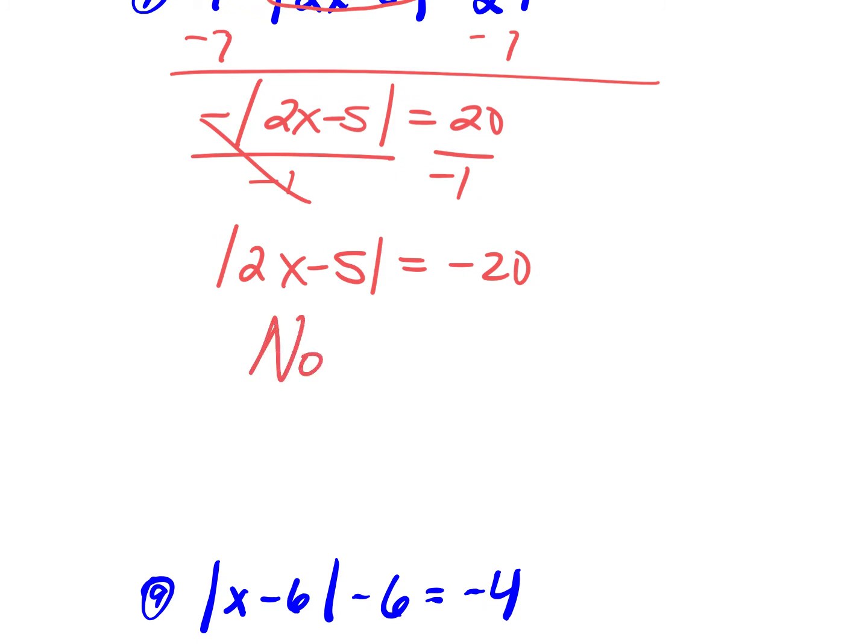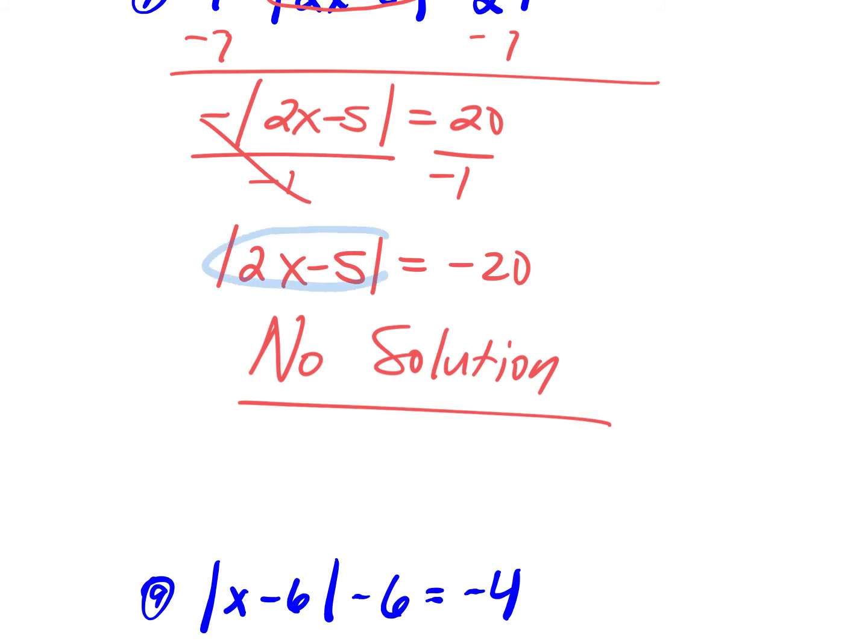No solution. If you went ahead and didn't realize that, and solved it, when you plug it back in to check it, the equation does not become true. I'll post the answers so you can see it. Because once you have an absolute value isolated, whatever is inside is always positive. So it will never equal a negative number.